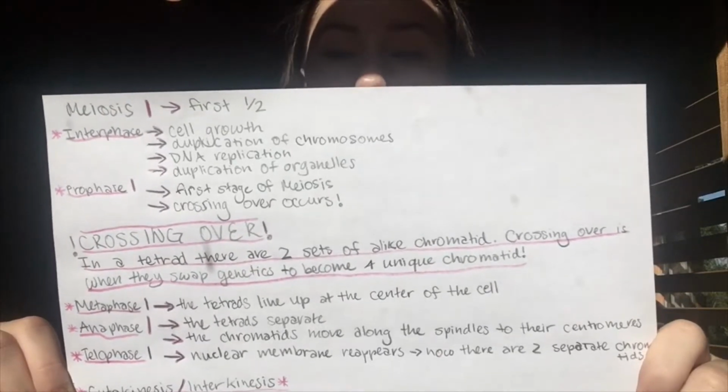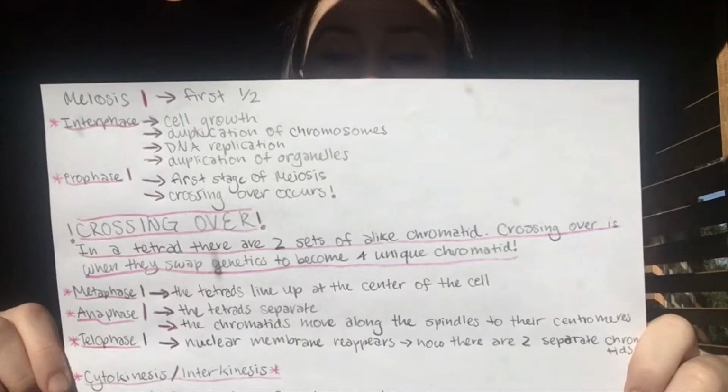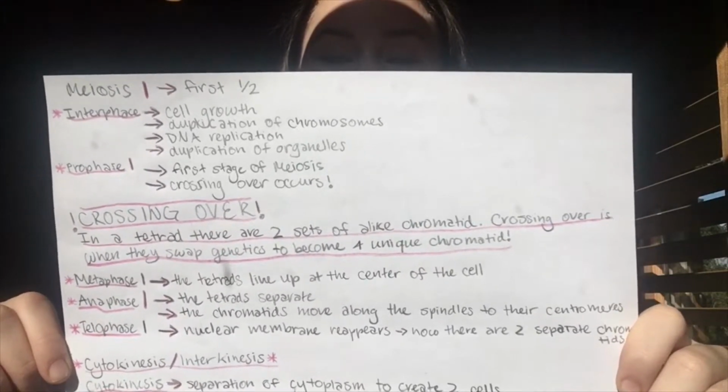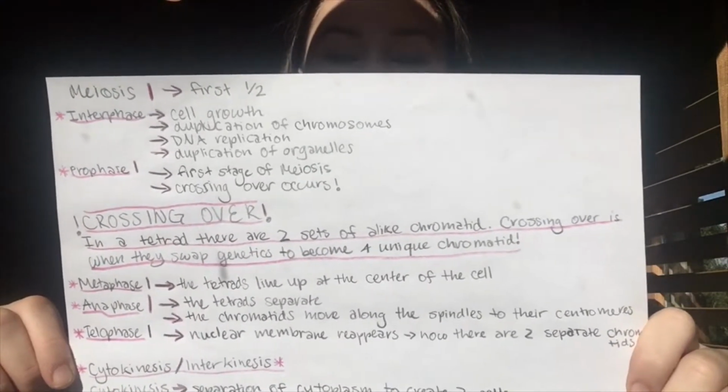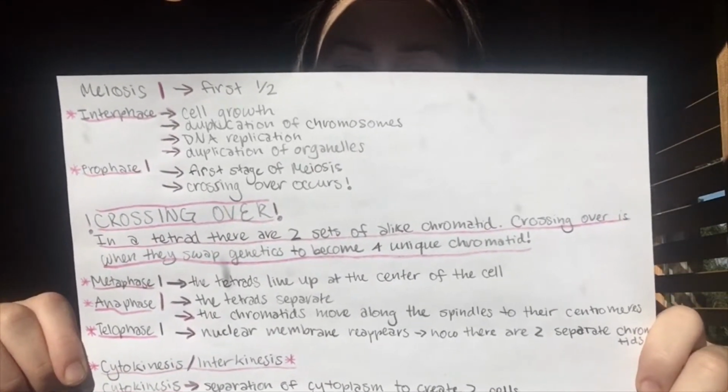where crossing over occurs. I'm now going to take some time to explain crossing over, just for those of you who don't know. In a tetrad, there are 2 sets of a like chromatid. Crossing over is when they swap genetics to become 4 unique chromatids. It's really not that complicated.